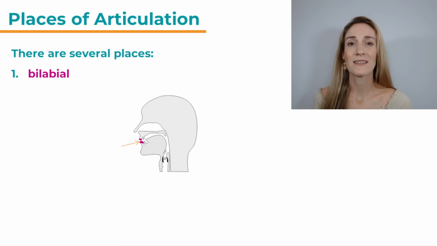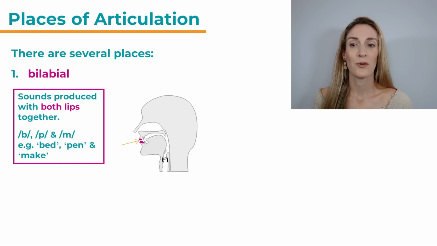Bilabial really means that both your lips are involved, and you can see those in the cross-section diagram on the screen. So the sound is produced with both lips together. For example, B, P, or M. For example, bed, pen, or make. B, P, M, all three are bilabial sounds. This is the place of articulation for those sounds.